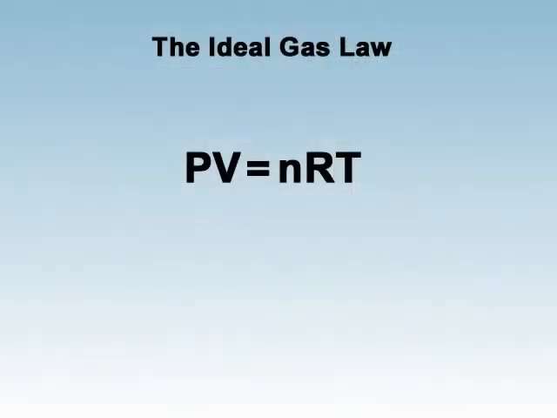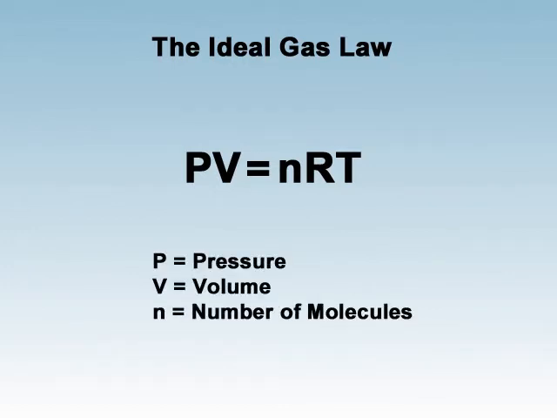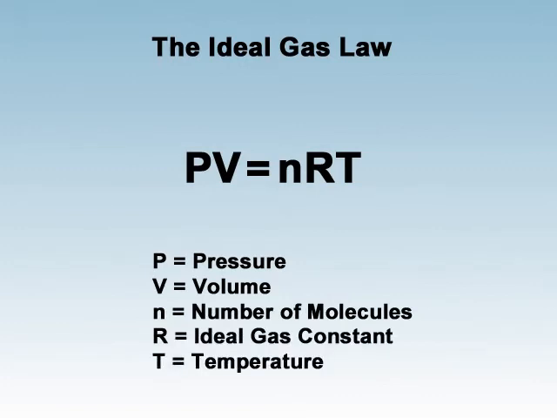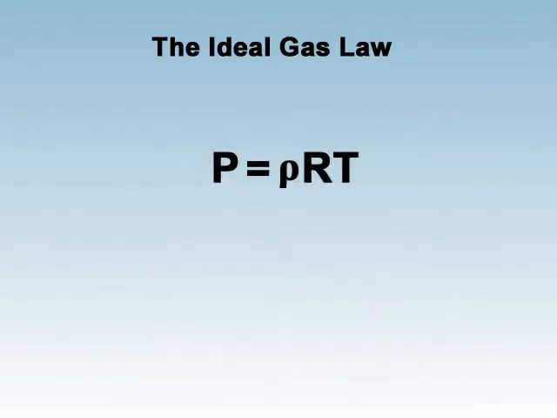In order to understand the relationship between pressure and density, we use the ideal gas law, where P is pressure, V is volume, N is the amount of molecules, R is the ideal gas constant, and T is temperature. To get to density, we divide the equation by volume and, along with some behind-the-scenes math and unit manipulation, we get the following equation, where density is represented by the Greek letter rho.